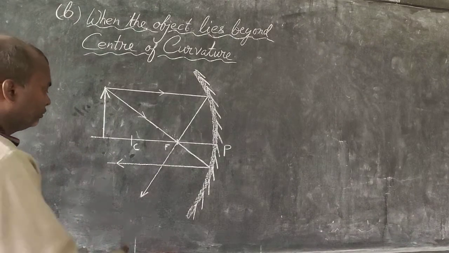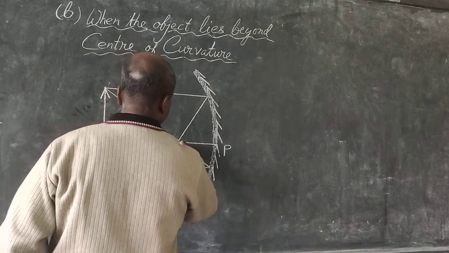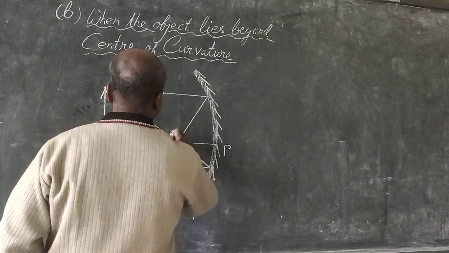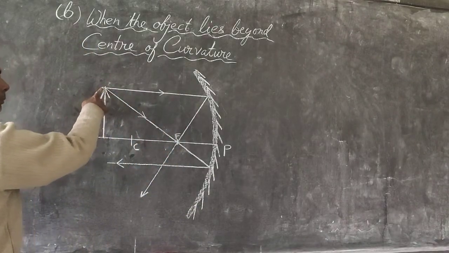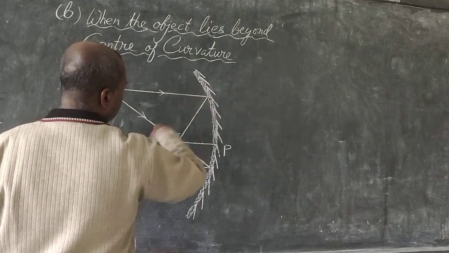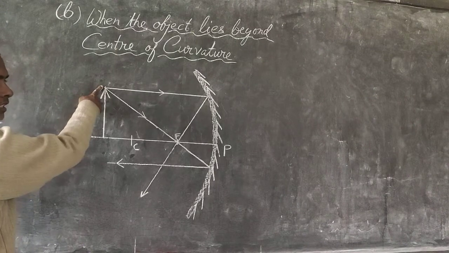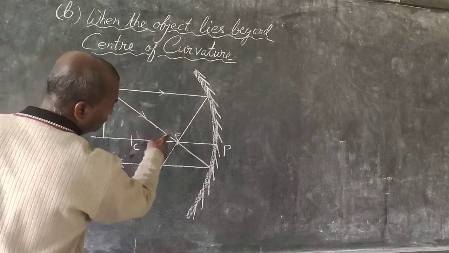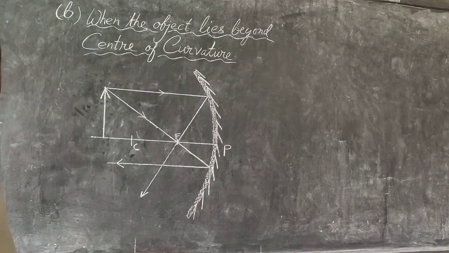So we have now two rays. I have drawn two rays over here. I have chosen one particular point from the tip of the object. One is incident parallel to the principal axis. After reflection, it passes through focus. Another ray from the same point, but this time it passed through focus and after hitting the mirror, it reflected and became parallel to the principal axis.